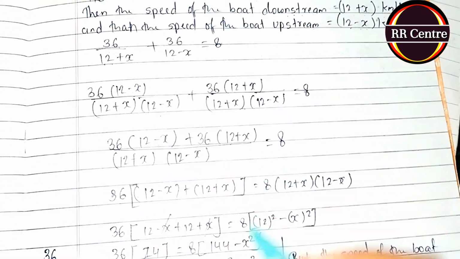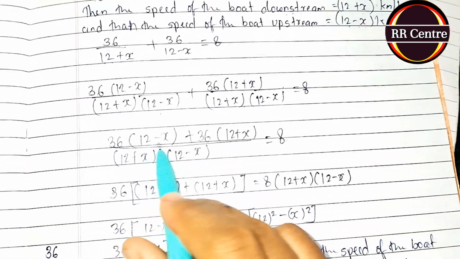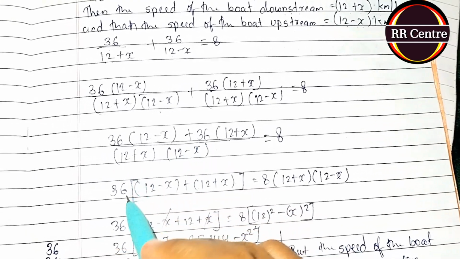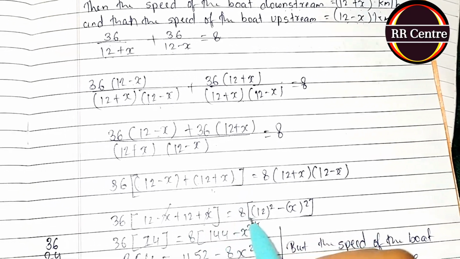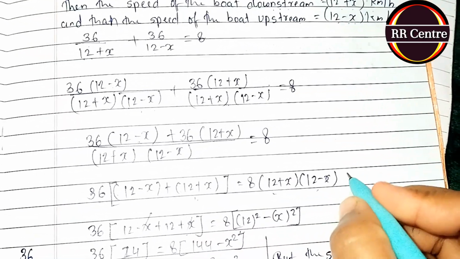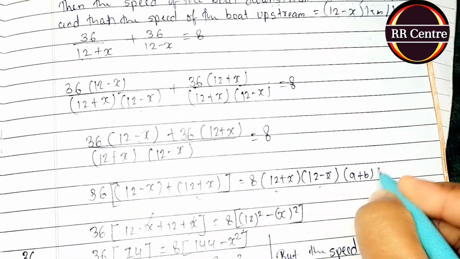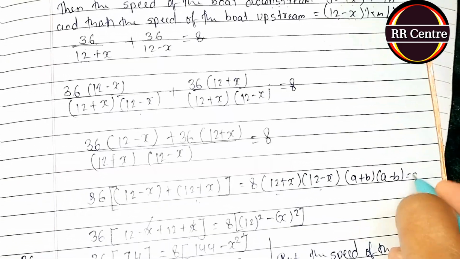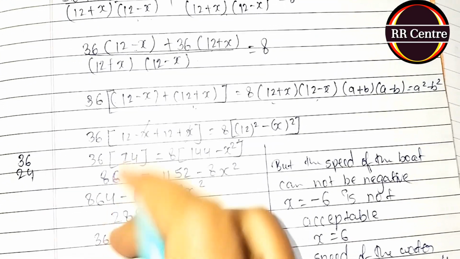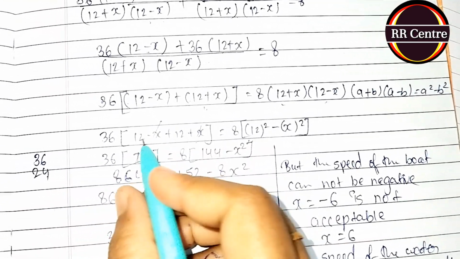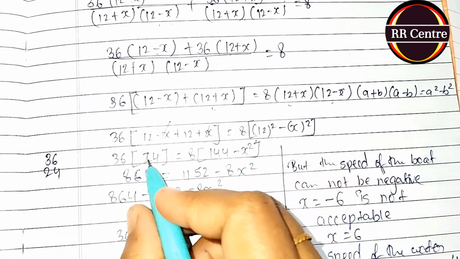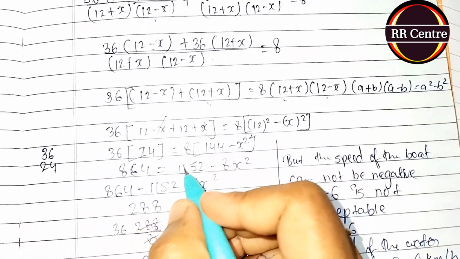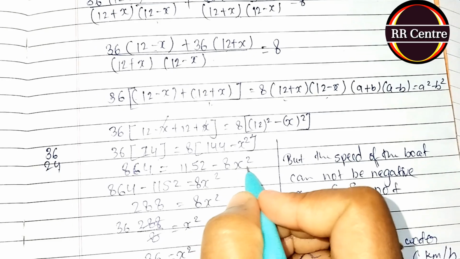After that, do cross multiplication. Write 36 as it is, take 36 common, and write this one as it is. Then open the bracket, equal to 8, and use the formula a plus b times a minus b equals a square minus b square, right? Then 36 multiplied by 24, since 12 plus 12 is 24, equals 8 times 144 minus x square, which is 864 on one side and 1152 minus 8x square.